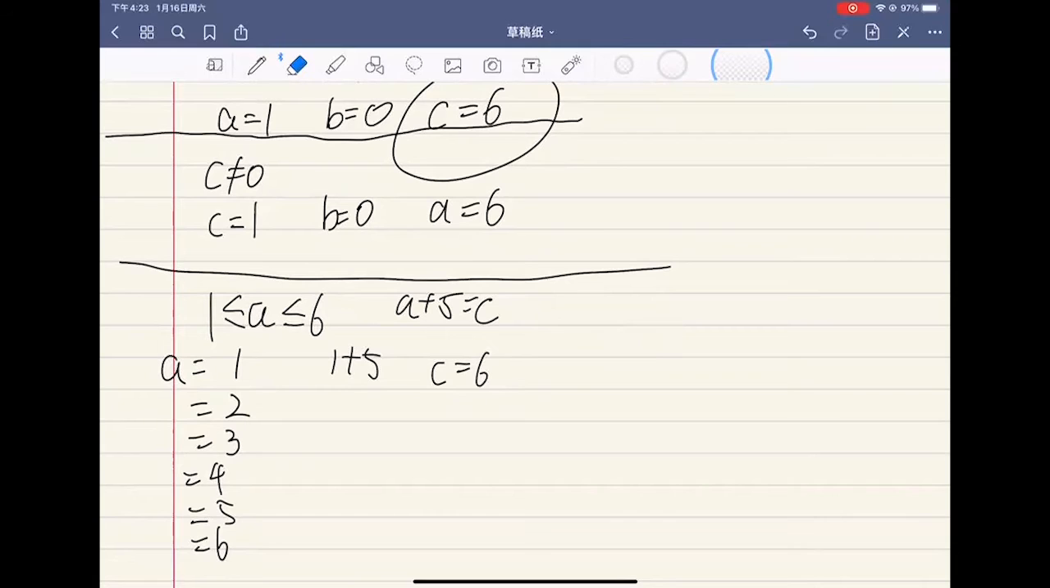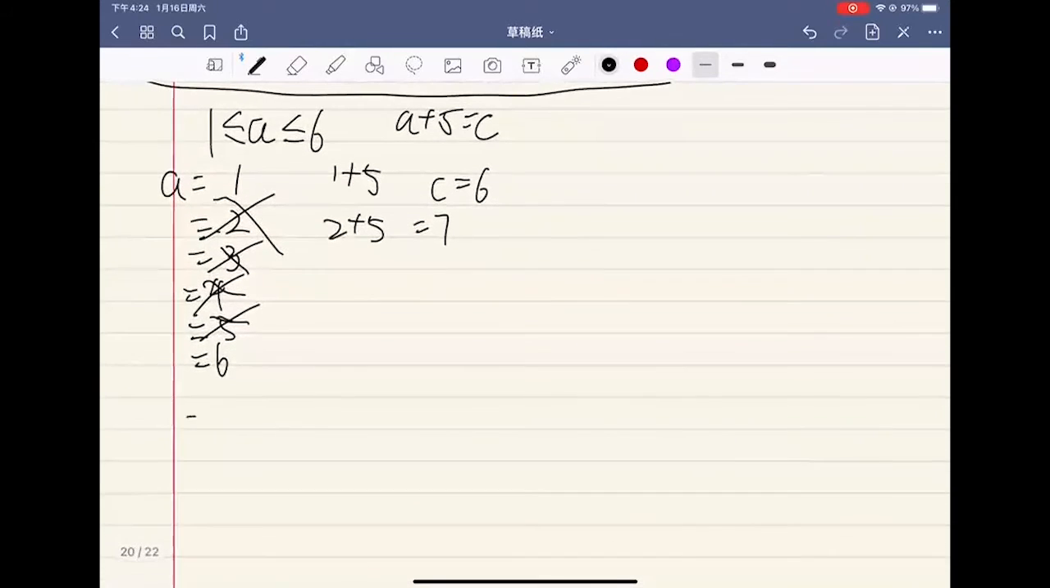But what happens if A equals 2? 2 plus 5 equals 7, and the maximum value of C is 6. C cannot be 7. Get my idea? C cannot be 7, so A cannot be 2. Same reason, it cannot be 3. It cannot be 4. And it cannot be 5 because the last digit doesn't equal 0. So the only possible value is A equals 1 or A equals 6.